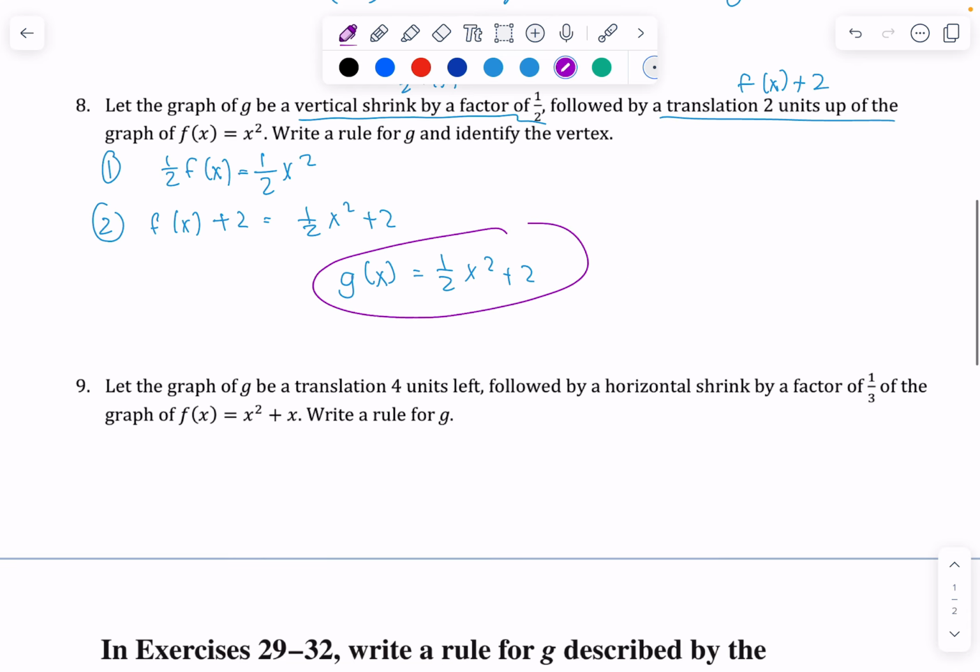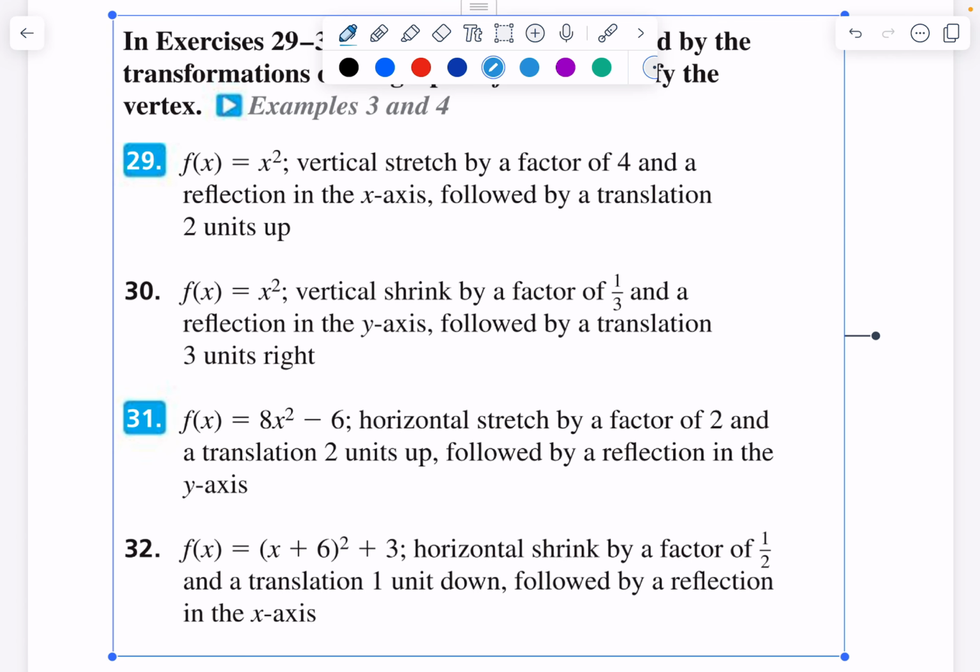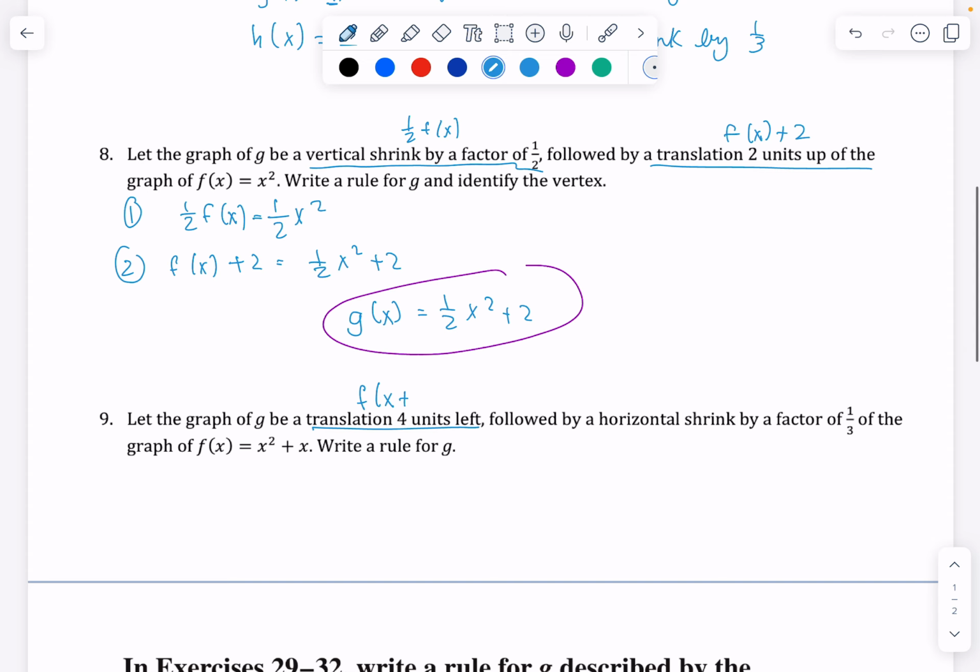Okay, hopefully the next one is harder. All right, the next problem says, let the graph of g be a translation 4 units left, followed by a horizontal shrink by a factor of 1/3 of the graph of f of x. Still too easy, but we'll do it anyway. So f of x plus 4, since it's a translation left. So here I'm evaluating my function f of x for x plus 4, which means I'm writing this function exactly as I see it.